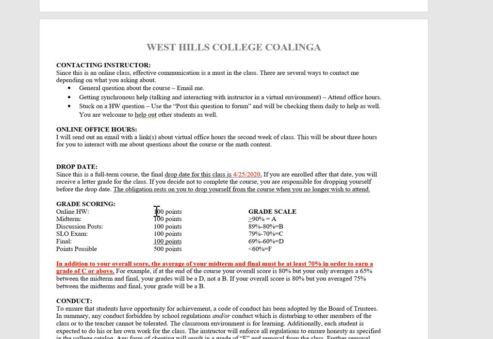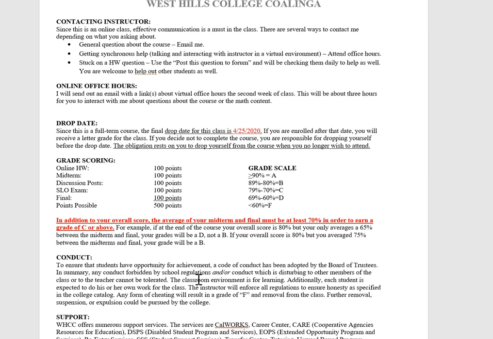Alright, so here's the grading system. Online homework eventually adds up to 100 points. Midterm exam, 100 points. Discussion posts, a grand total of 100 points. The SLO exam is going to be 100 points, and the final is worth 100 points. So everything together is 500 points. The only caveat I have is that on the midterm and the final, you have to score at least a 70 in order to pass the class.